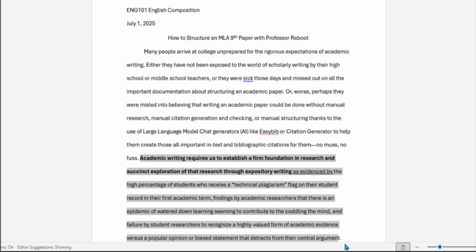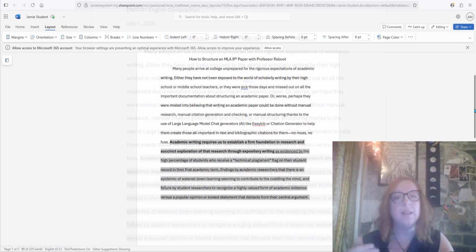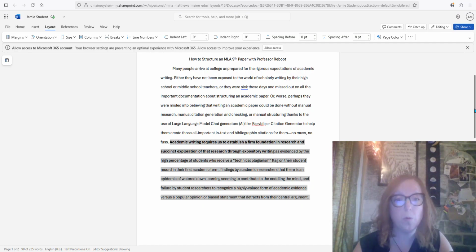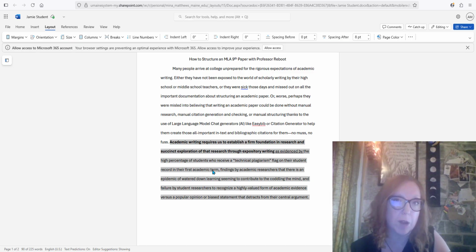So now we have our thesis and thesis map right here. And this will be what carries us through the paper. The next paragraph in this paper will be a transition from the end of this thesis statement to the very first point that I plan to make, again with lots of research, about the high percentage of students who are receiving that technical plagiarism flag on their student records. So this is how you set up the beginning of an academic paper.